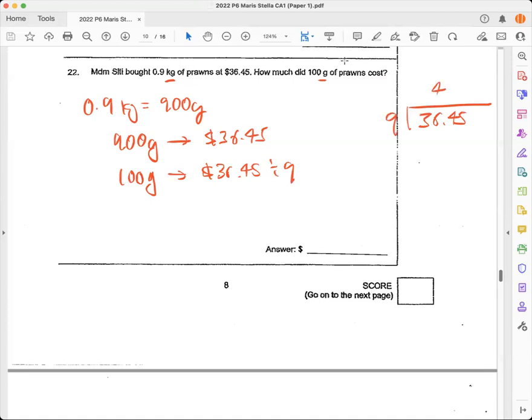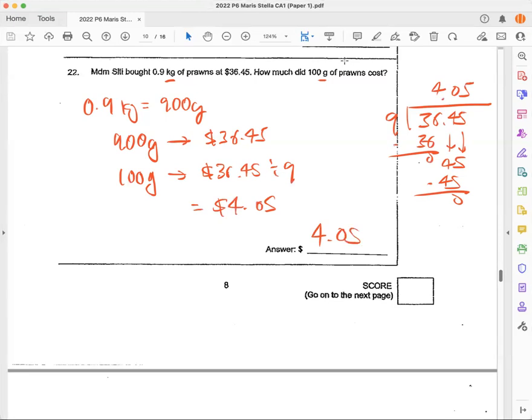4 times 9, 36. 0, bring down a 4. You know what? Bring down the 5. 5 times 9, 45. So it's 4.05. 4.05. And that's the answer. Pretty simple. Let's continue with question number 23.